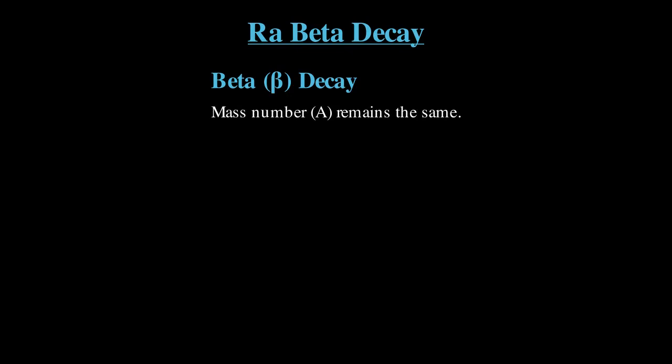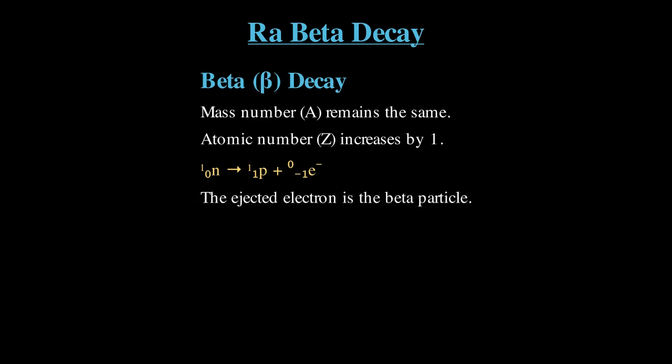Next up is beta decay. In this process, the resulting new atom, or daughter nucleus, has the same mass number as the parent, but its atomic number is increased by 1 unit. How does this happen? Inside the nucleus, a neutron spontaneously converts into a proton and an electron. The proton stays in the nucleus, increasing the atomic number, while the electron is ejected at high speed. This ejected electron is what we call a beta particle.